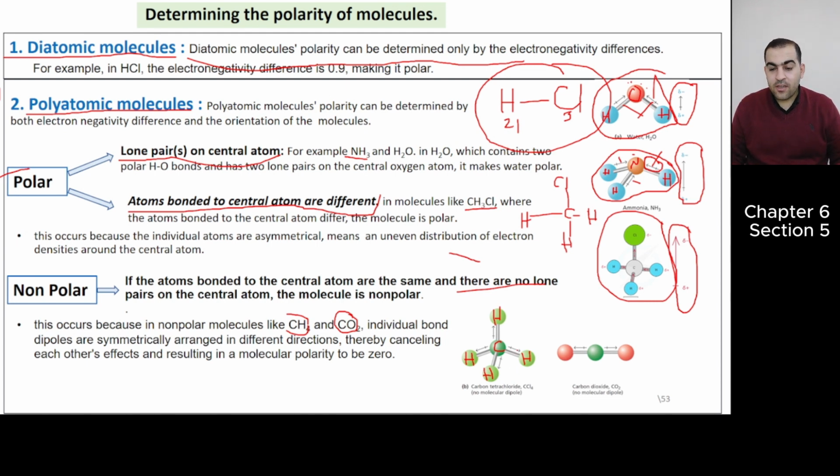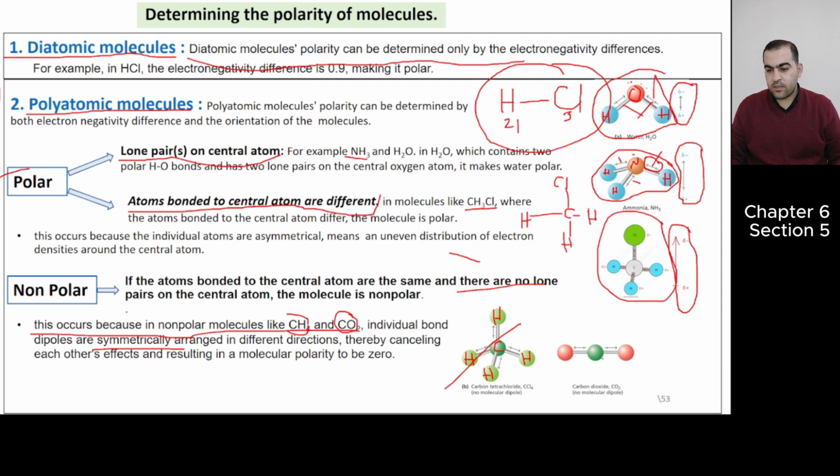Guys, the bonds here are polar, and they repel each other. Why does this happen? Because all sides are symmetrical, meaning each bond is equal to the other bonds. The distribution of electrons around the central atom is the same, so the bond dipoles cancel out each other.